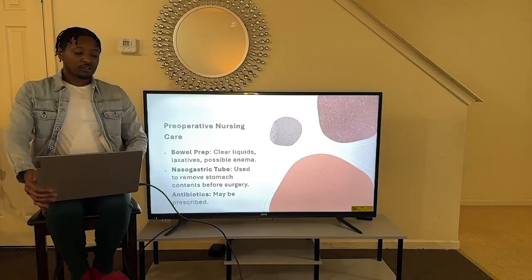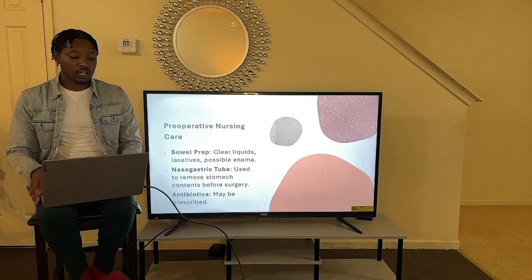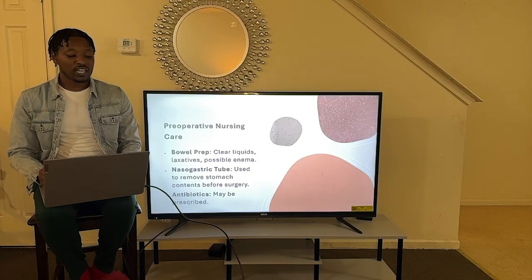For preoperative nursing care: bowel prep, clear liquids, laxative, possible enema. A nasogastric tube, which is the NG tube, is used to remove stomach contents before surgery. And antibiotics may be prescribed. And this is some preoperative care before the ileostomy is performed.